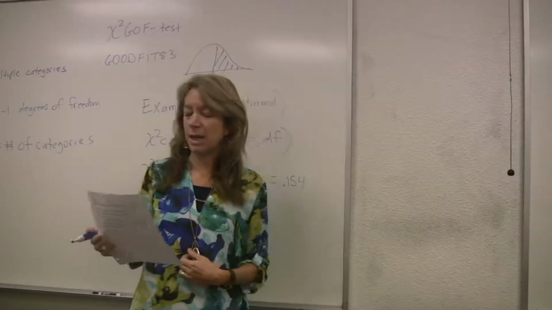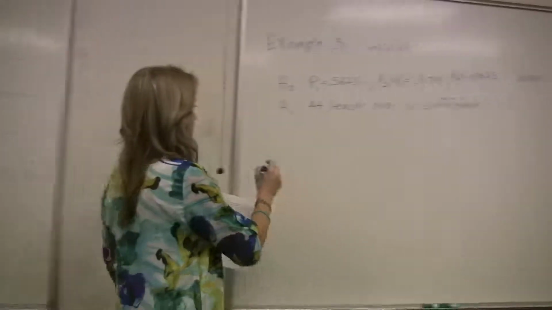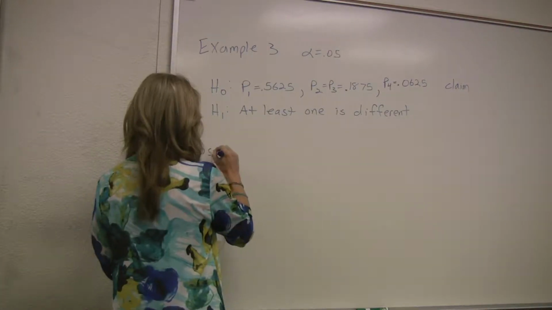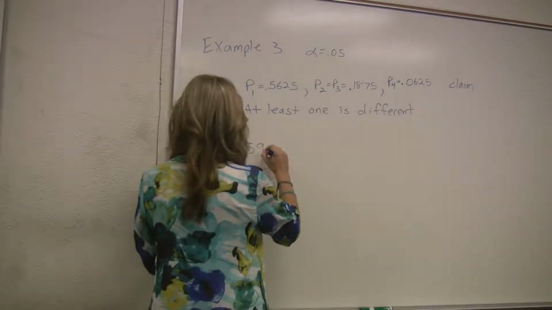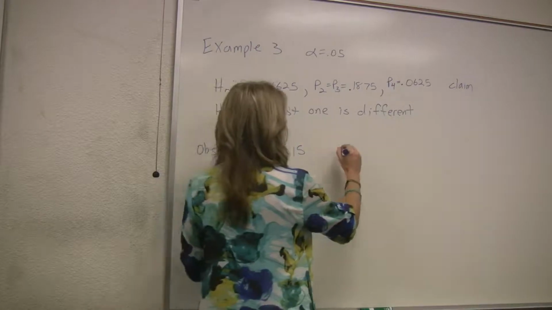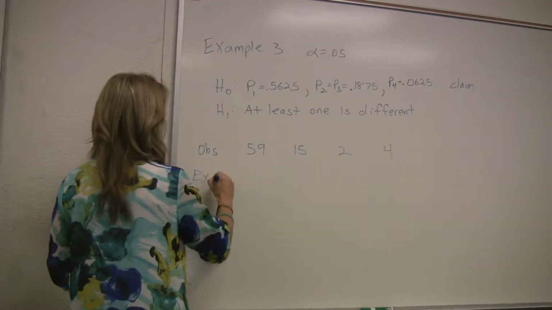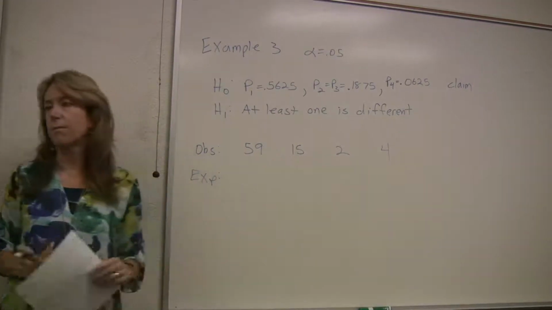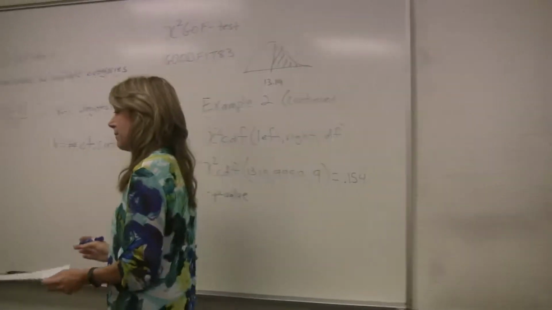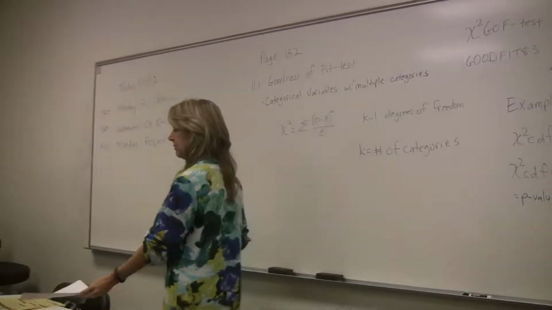Now here's where it gets tricky. Here's my observed: 59, 15, 2, and 4. I need to put my expected in here. This is the tricky part.